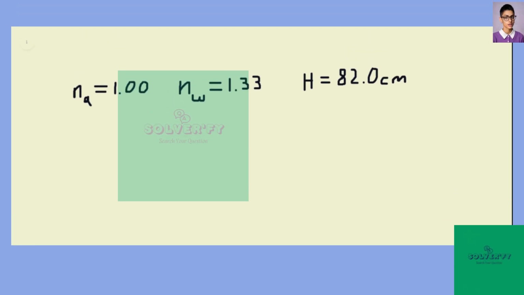So we are told that a pool has a depth, which I call h, of 82 centimeters, and we're asked to find the angle at which the light must strike the top of the pool so as not to exit the water, where the index of refraction of air, n sub a, is equal to 1, and the index of refraction of water, n sub w, is equal to 1.33 here.